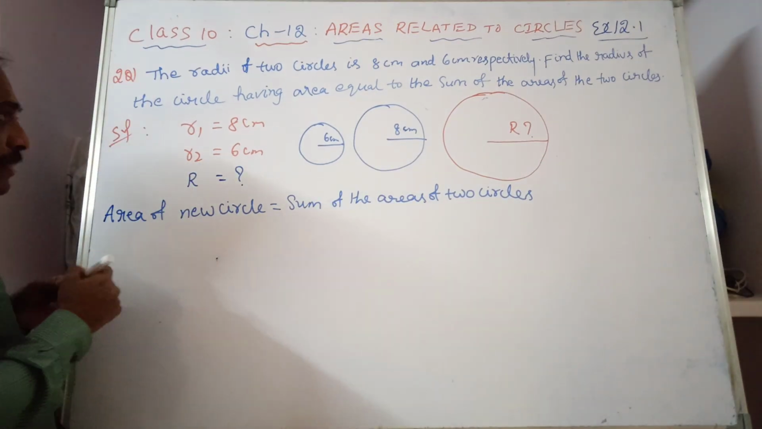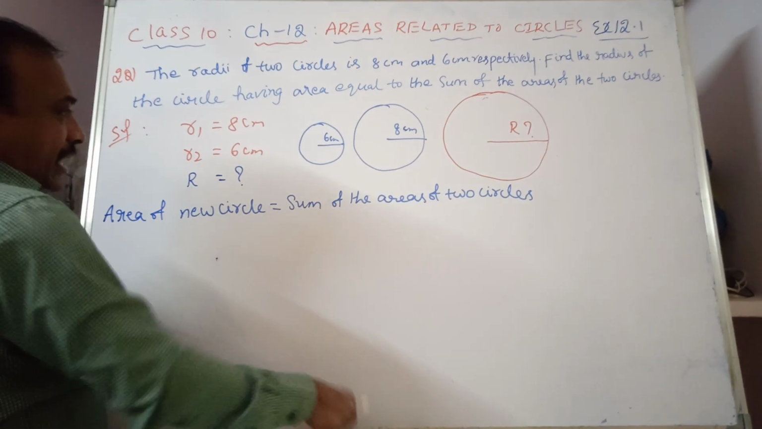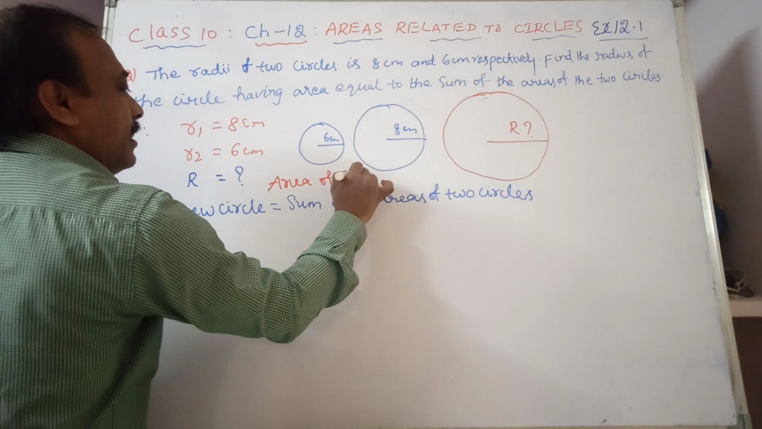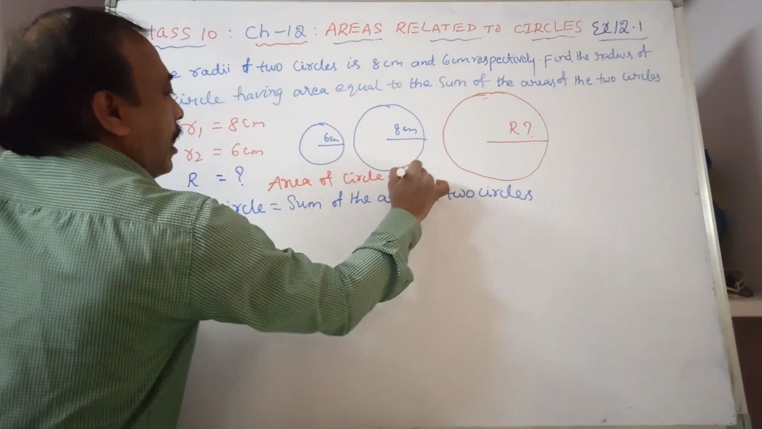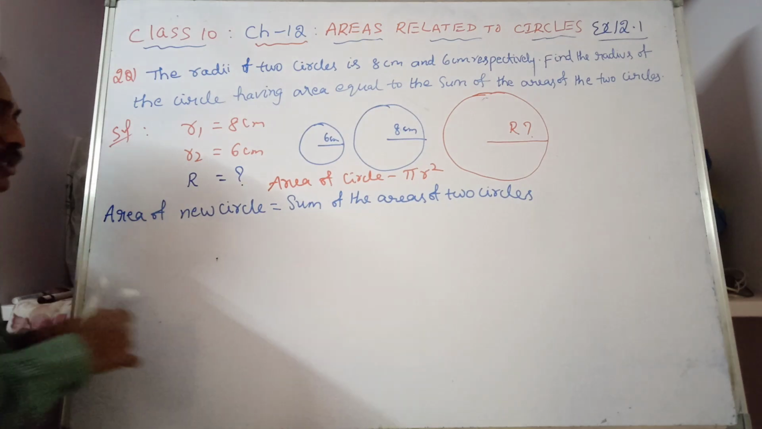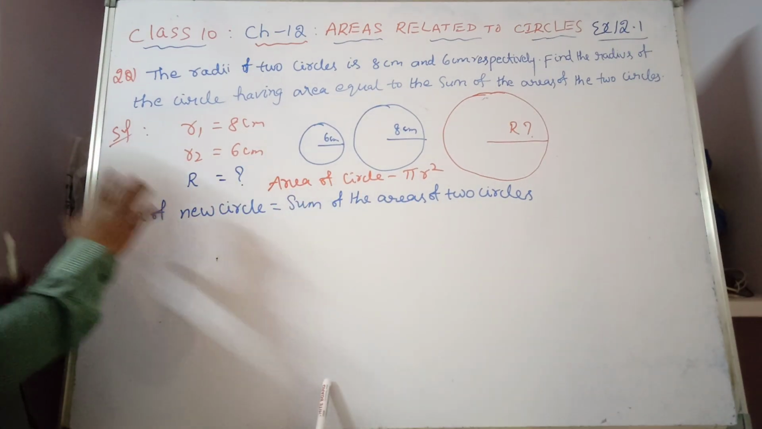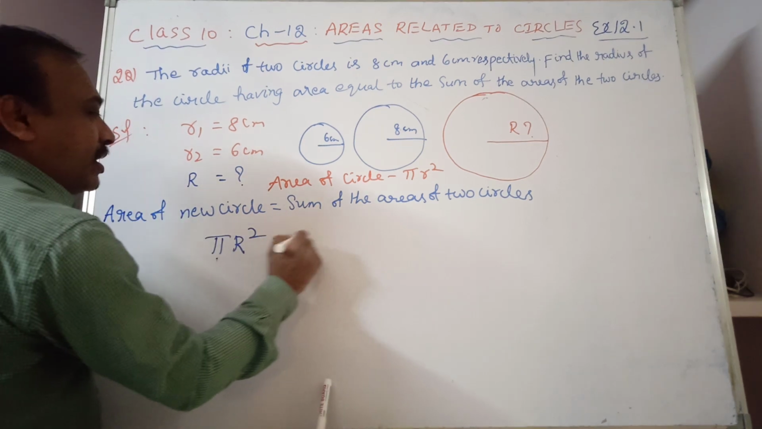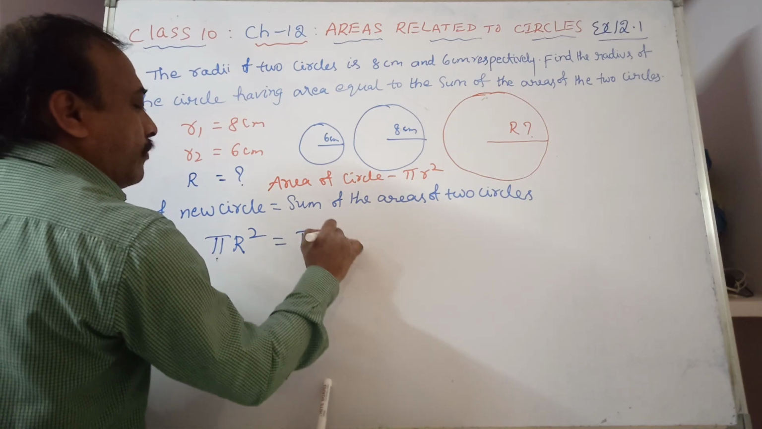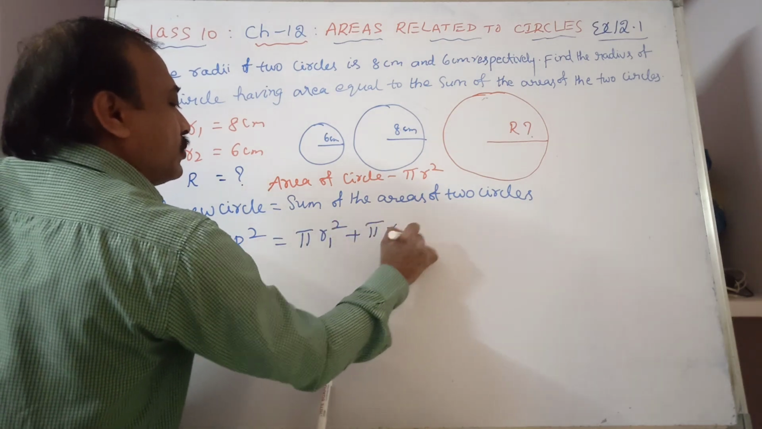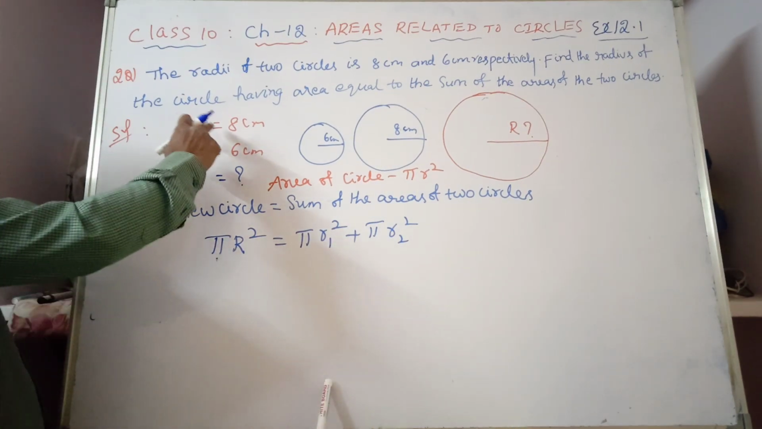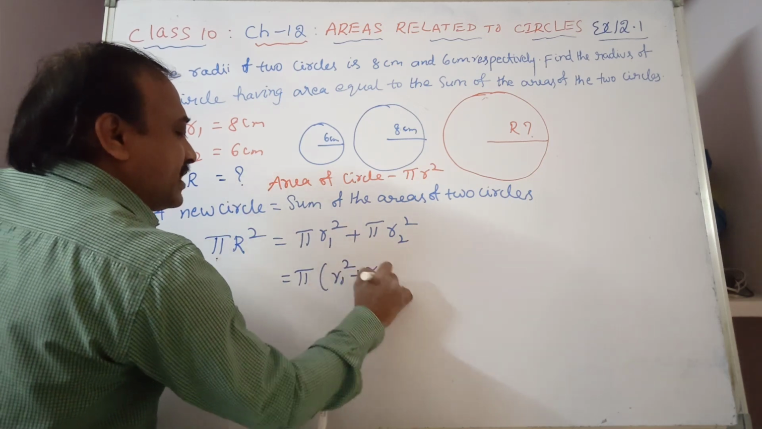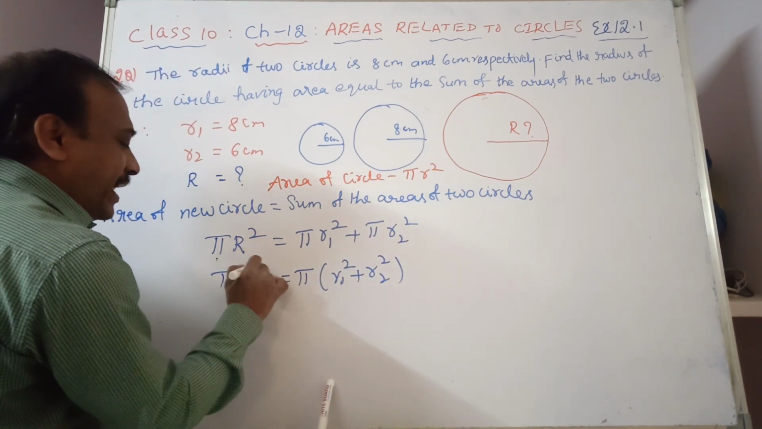So what is the area of a circle formula? Now I will write here the area of a circle. The area of a circle formula is pi r square. So using capital R for the new circle, pi capital R square is equal to the sum of pi r1 square plus pi r2 square. Why did I write r1 square plus r2 square? Because they are two different circles. Now from these two, take pi common: pi times r1 square plus r2 square is equal to pi R square.